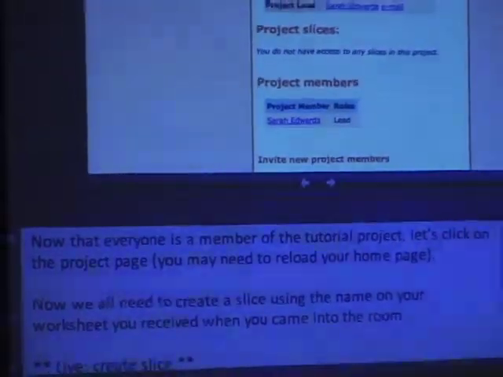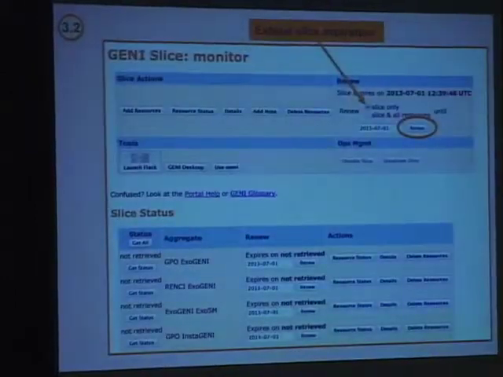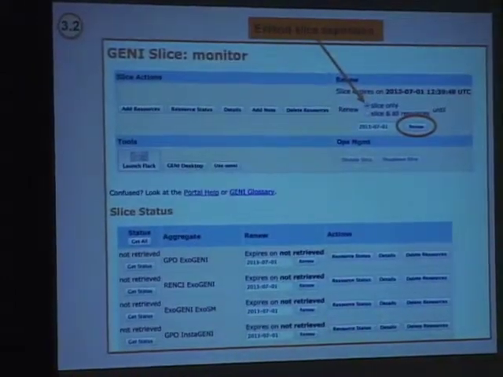So I don't have my own worksheet, so I'm going to wing it. Sorry about that. Okay. Alrighty. So, good. So, where were we? Okay. So we created the slice. Now we're going to renew the slice.